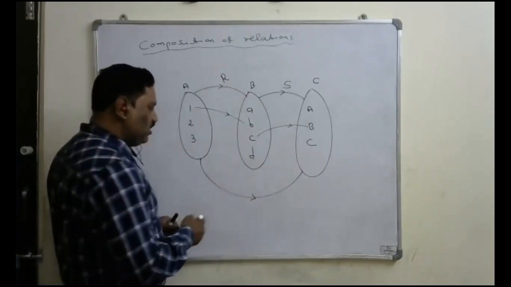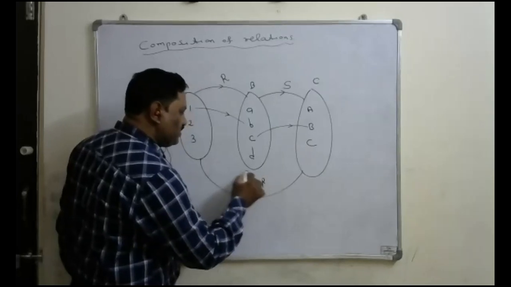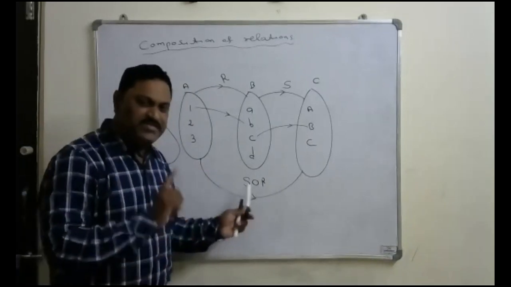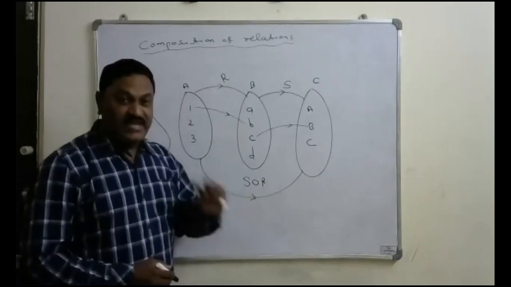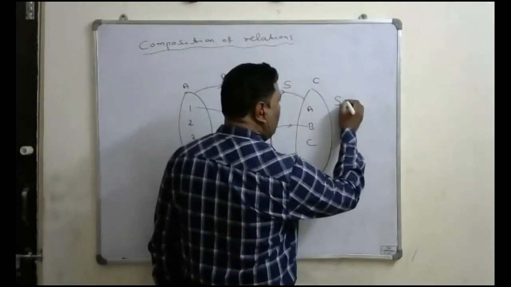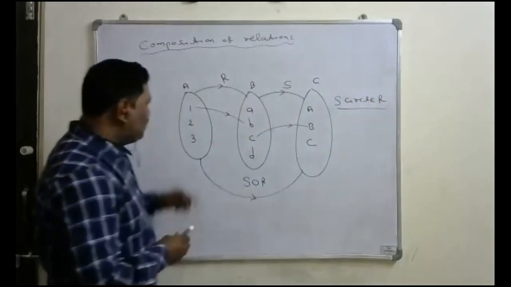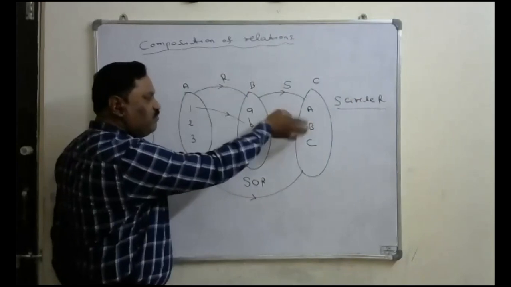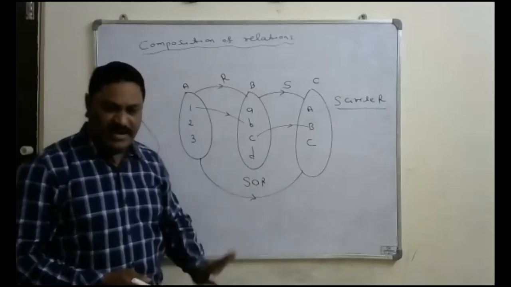That composite relation we will represent as S∘R, written with the circle, not the letter O. We read it as S circle R. That is the relation from A to C. A to C means the order is first relation R, then S. But while writing, we write in the reverse order, S circle R.